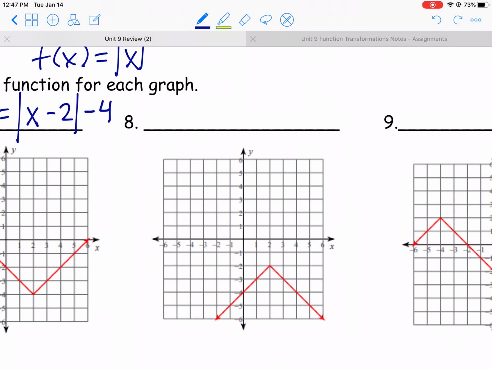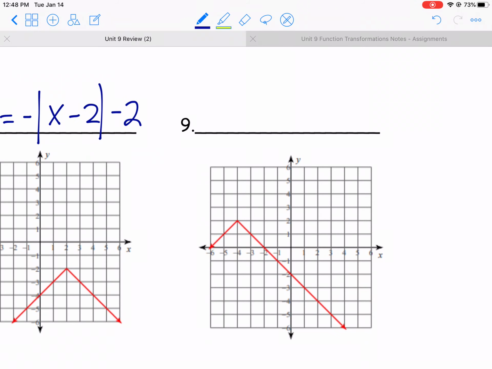It's a parent function, but it has been shifted to the right and down, and it's opening down. Okay, so we need to make sure that those 3 things are mentioned in our equation, right? So we'll have f of x equals, to open down, it's going to be a negative. To go to the right 2, I'm going to put minus 2 inside of the function. And then to go down 2, we've got minus 2 outside of it.